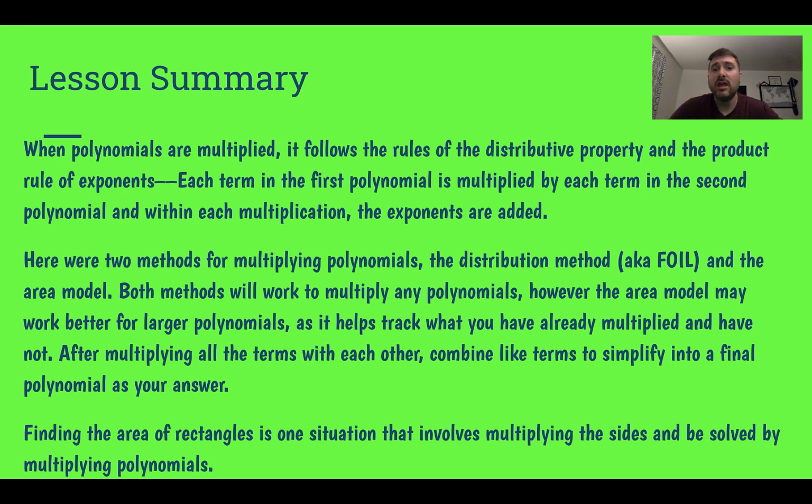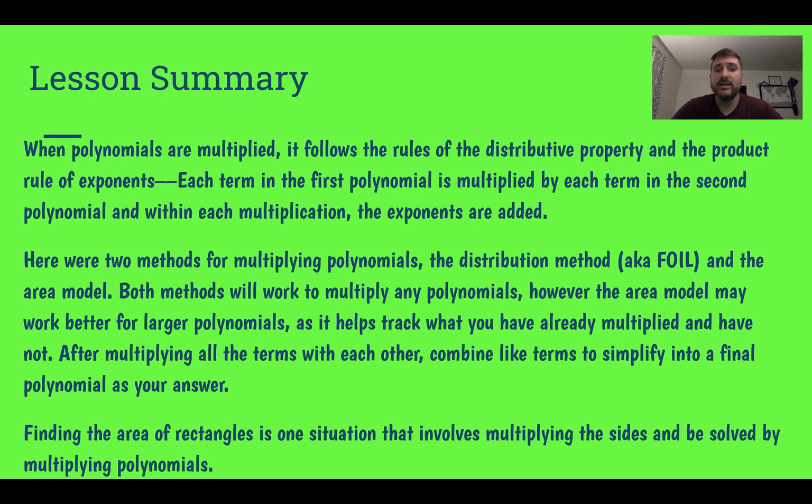There are others. We saw the distribution method, also known as foiling, and the area model. Both methods will work to multiply any polynomials. However, the area model might work better for larger polynomials, as it kind of helps you keep track of which ones you've multiplied already and which ones you haven't. But if you like distributing better, that is up to you. After you've multiplied every term in the first by every term in the second, then you combine like terms to simplify it into one final polynomial product as your answer.